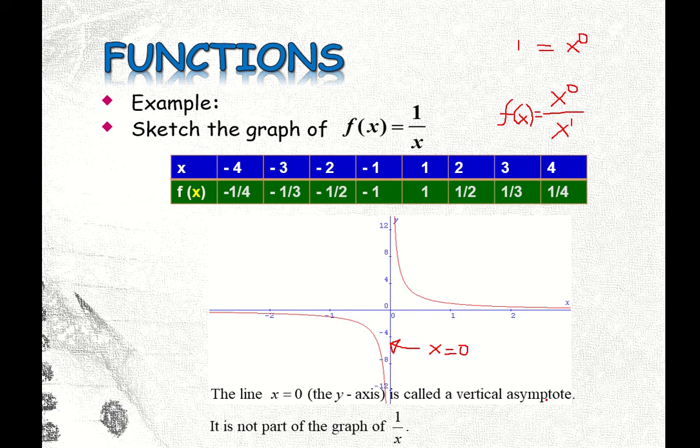So, this is what we call the vertical asymptote. It is not part of the graph of 1 over x. Alright? So, that's the graph of the function.